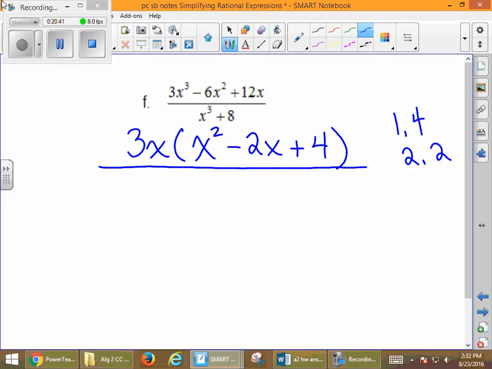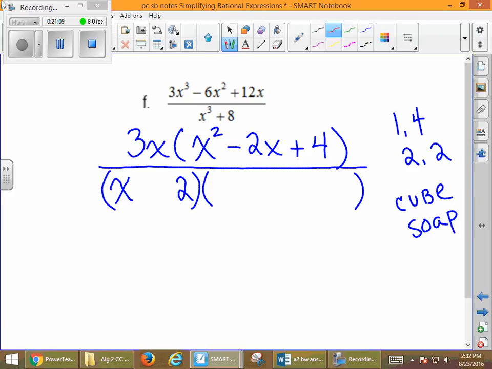And when we factor the denominator, what we have is a factoring cube. So remember, the cube, some people like that method of SOAP. What we're going to do is we're going to take the cube root of x cubed. Well, the cube root of x cubed is x. The cube root of 8 is 2. And here comes the signs. Same sign. And then we go opposite signs. Always positive for that word SOAP.